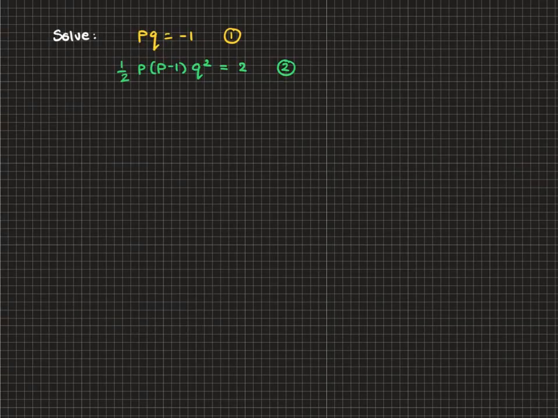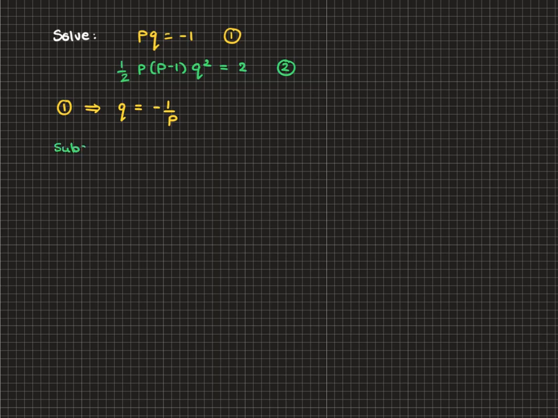So here are our simultaneous equations. We're going to solve them by taking equation 1 and rearranging it so it gives us q equals negative 1 over p. I'm rearranging in this way because there's only one reference to q in the second equation, so it means that there's less working to be done. You could do it the other way and substitute in for p, but that will require a little bit more working.